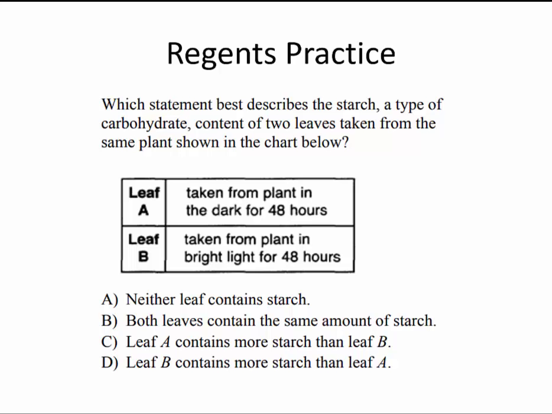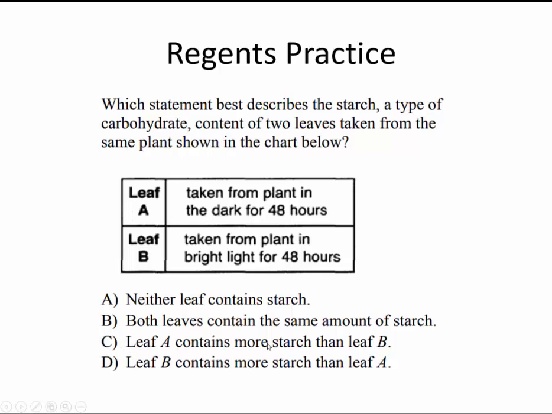Okay, so taking a look at this, the only thing that makes any sense: neither leaf would contain starch. That's silly. Hopefully you know starch, again, is a carbohydrate. Carbohydrates are created from the process of photosynthesis, and photosynthesis is clearly happening in leaf B, since it's been getting energy from light. So leaf B will have carbohydrates. A is incorrect. B is incorrect because leaf A has been in the dark. In the dark, you're not going to have energy for photosynthesis. Chances are leaf A has a lot less carbohydrates, a lot less starch.